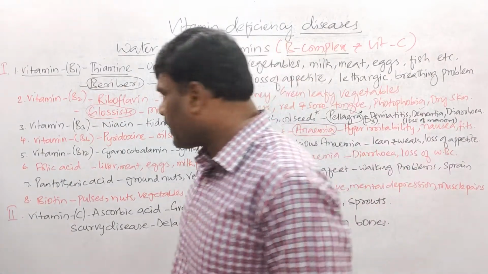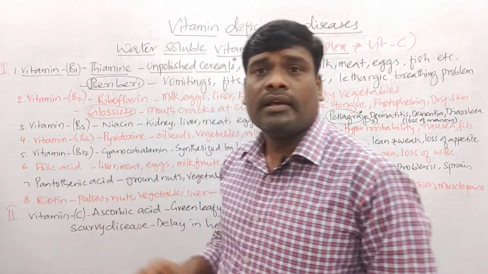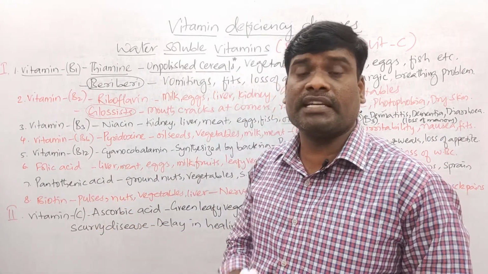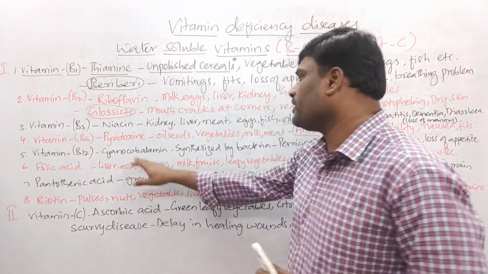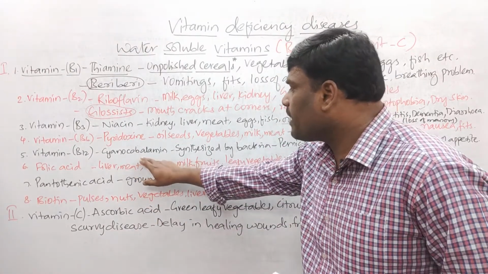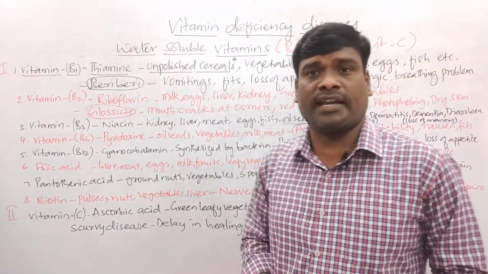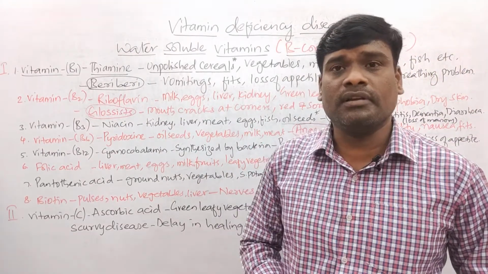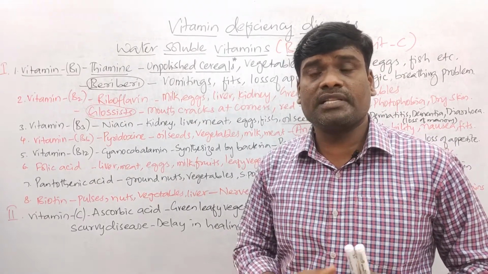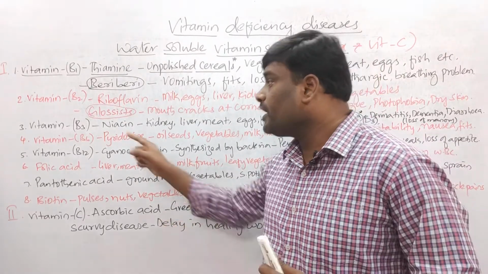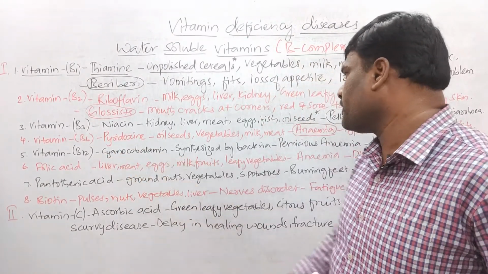And next come to another vitamin, that is vitamin B12. We call this cyanocobalamin. The technical name of vitamin B12 is cyanocobalamin, children. This cyanocobalamin is synthesized by bacteria inside the intestine. There are certain kinds of bacteria that help in synthesizing vitamin B12. We call that vitamin technically cyanocobalamin.